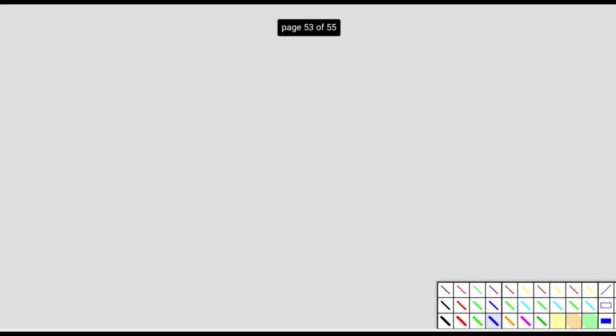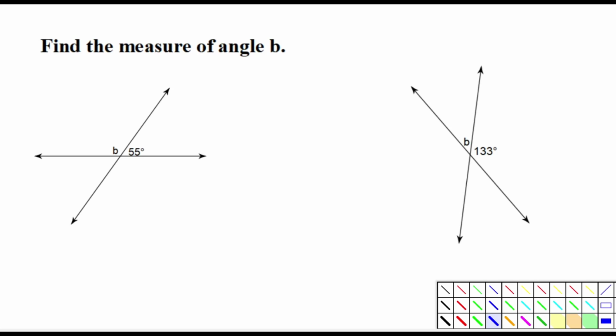And let's try a couple more. I have a couple more problems just to get the hang of this, but let's look at this problem. Again, I see a linear pair. I know that these 2 are going to have to add up to 180. So in this problem, B is going to be, what is that, 125.